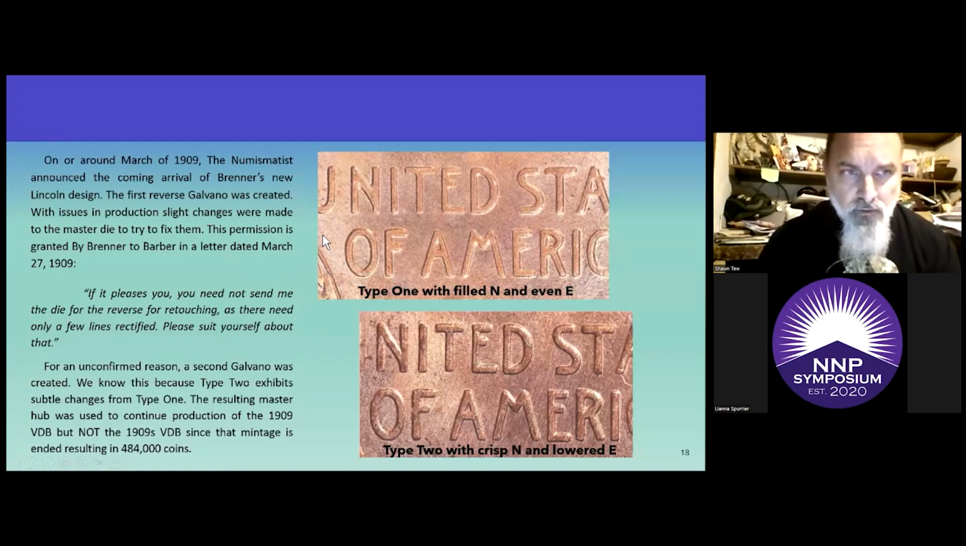So we'll read through this screen real quick. On or around March of 1909, the Numismatist announced the coming arrival of Brenner's new Lincoln design. The first reverse galvano was created with issues in production. Slight changes were made to the master die in order to fix them. This permission is granted by Brenner to Barber in a letter dated March 27, 1909.